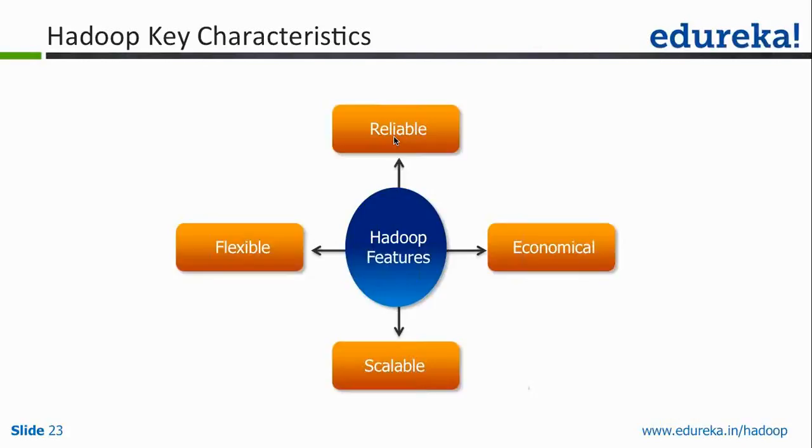Scalable, it is largely scalable. There's no limit on the number of nodes you can add, and solutions like Teradata and Exadata cannot work if the data becomes larger than say 10 terabytes. That is where Hadoop comes into play. Hadoop can process really large data sets, maybe in the order of petabytes as well. And there is no limit to the scale as such. I mean, theoretically, there is no limit to the scale.